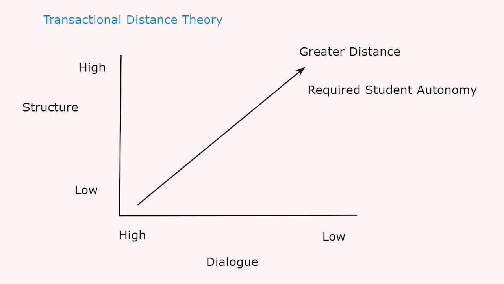The transactional distance theory was created by Professor Michael Graham Moore in the early 1970s. His theory was built from a constructivist basis and argues how structure and dialogue in a learning transaction creates a distance requiring a level of student autonomy. This is important for distance learners to understand as what is their role in this thing we call learning.